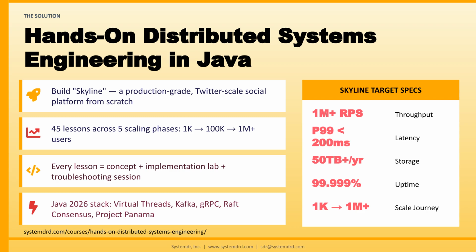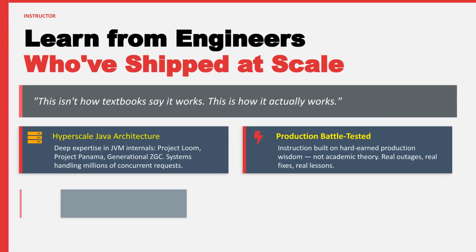You will build Skyline, a production-grade Twitter-scale social platform from scratch. This involves 45 lessons across 5 scaling phases, covering concepts, implementation labs, and troubleshooting sessions. You will use the modern Java 2026 stack, targeting 1M+ requests per second and 99.999% uptime. You will learn from engineers who have shipped at scale.